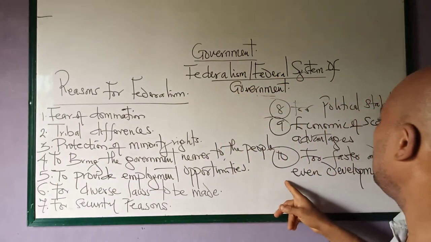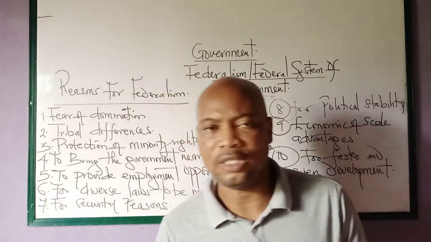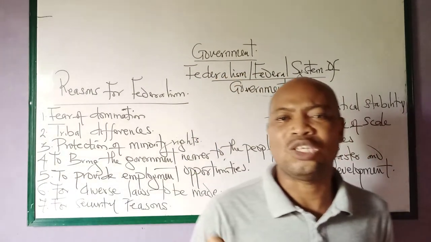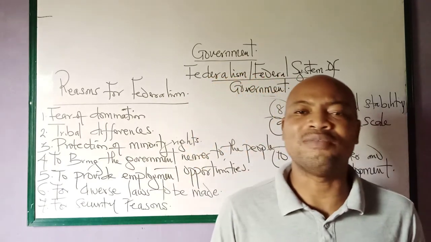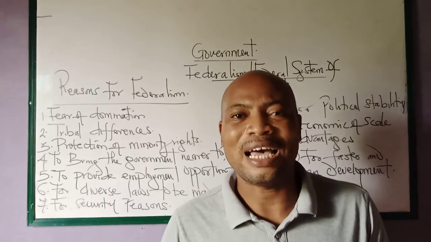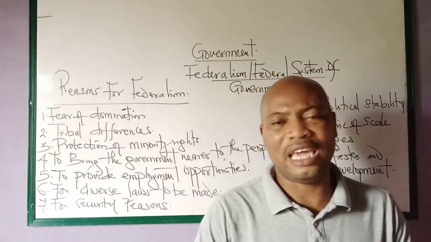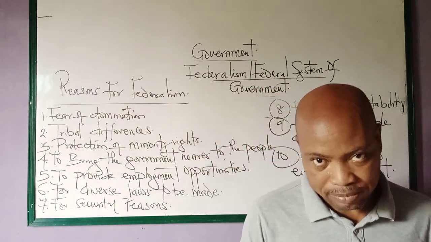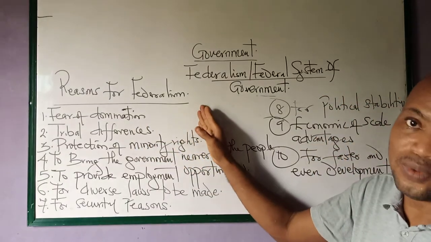Then number 10, for faster and even development. You discover that in a country where there is federalism, there is always faster and even development in the country. Because why? All hands are put on deck and all the areas in the country are always developing at the same time. So these are the reasons for federalism.